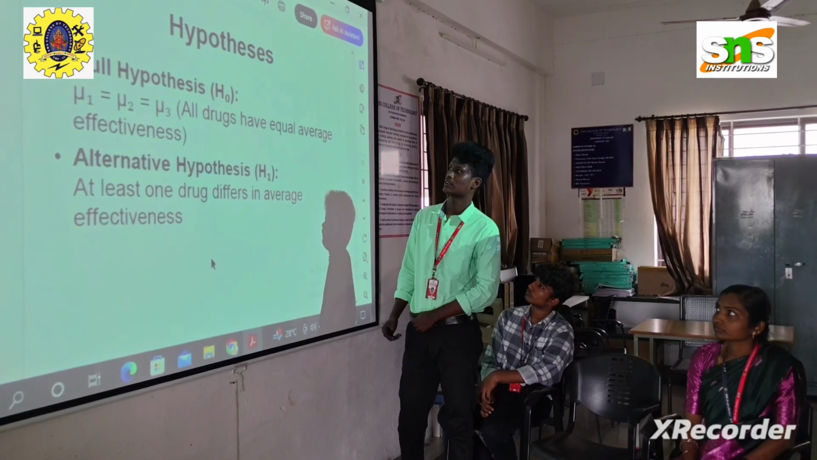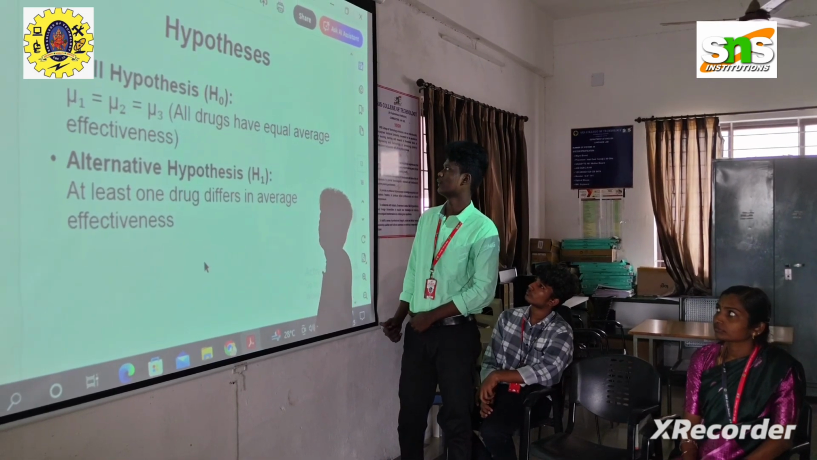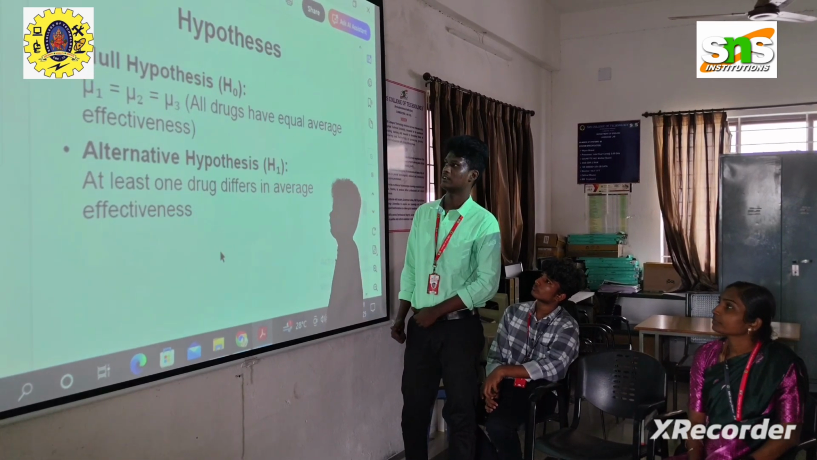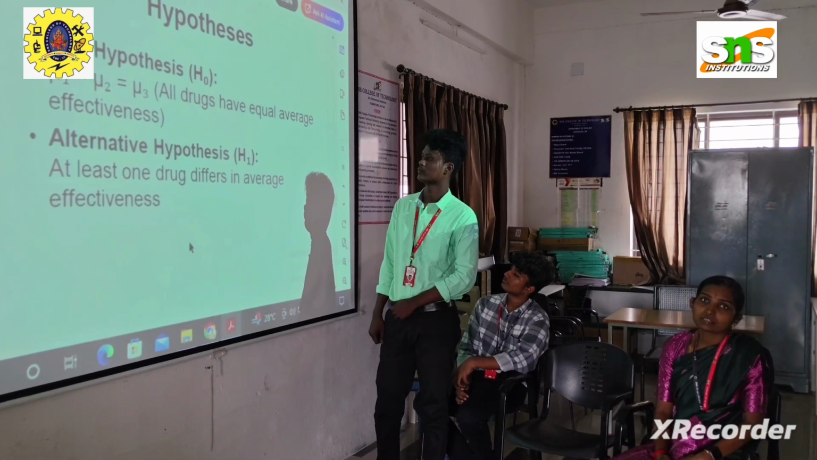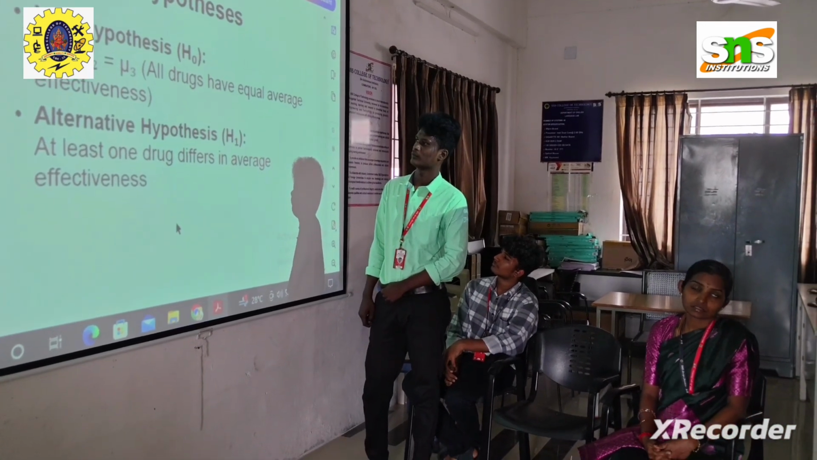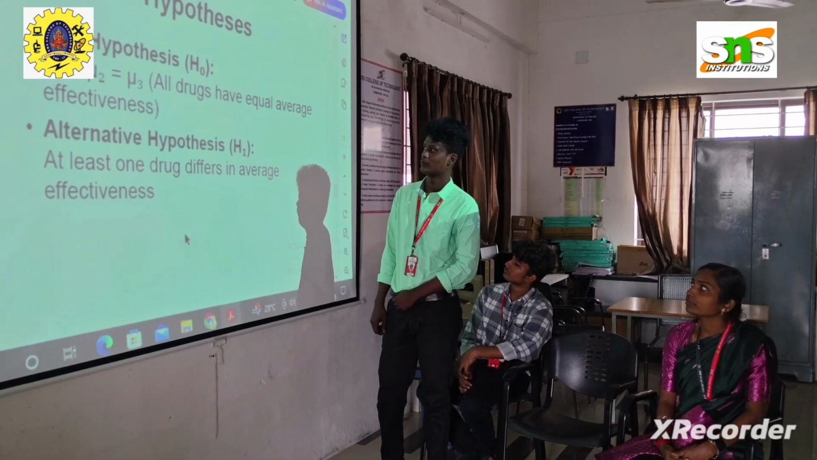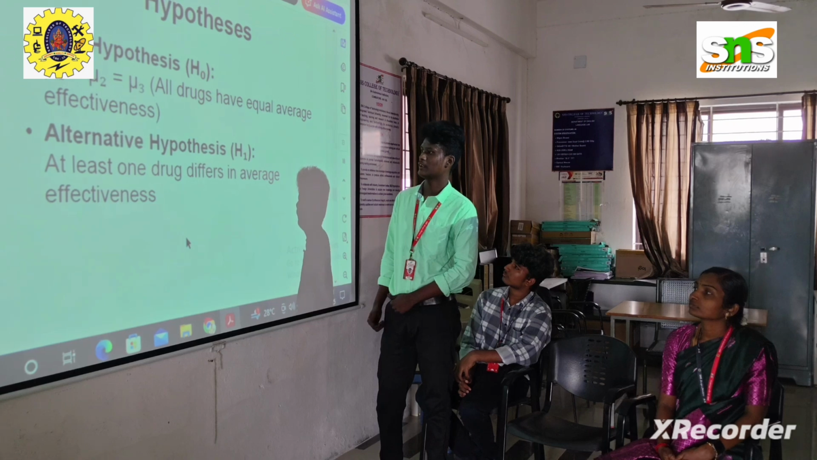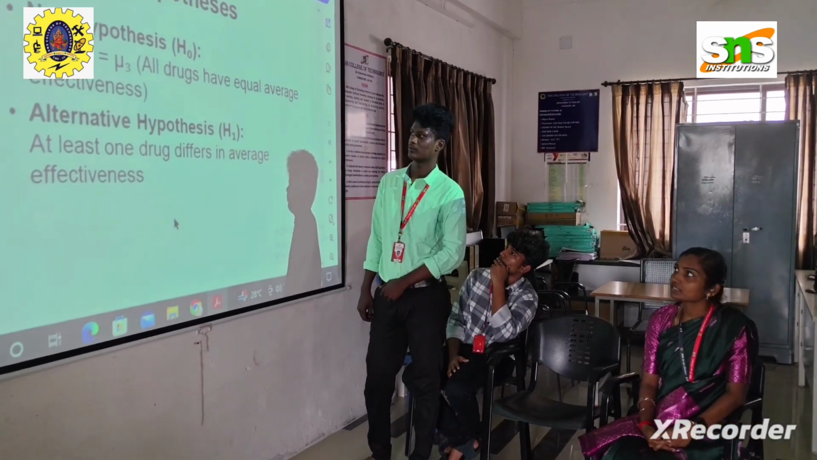Hypothesis. Null hypothesis: mu1 equals mu2 equals mu3. All drugs have equal average effectiveness. So the null hypothesis is that there is no difference, wherein we say that all three drugs have the same effectiveness. Alternative hypothesis: at least one drug is different in average effectiveness. This is what we did in the previous scenario also. Next slide.